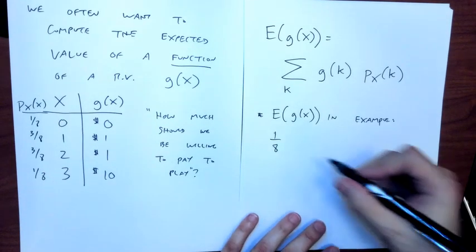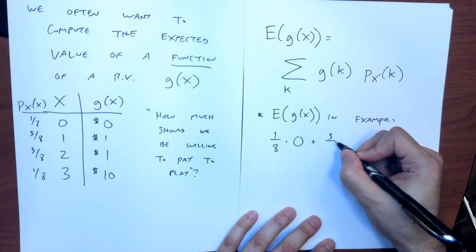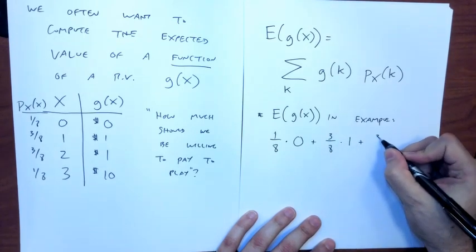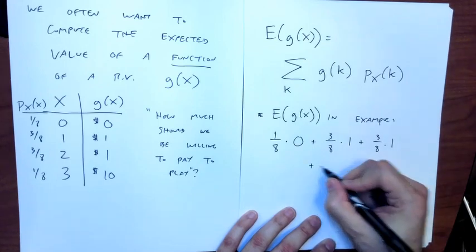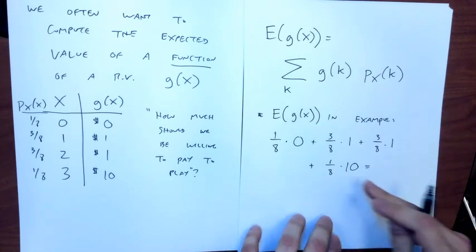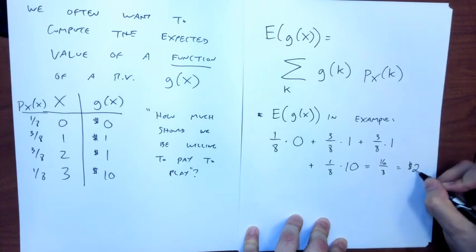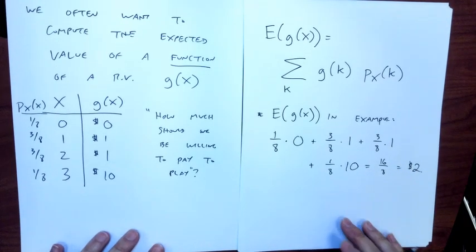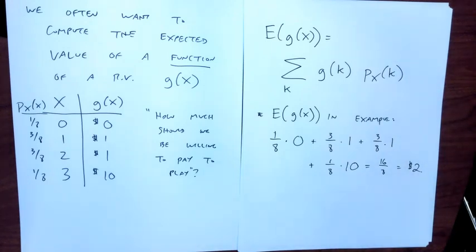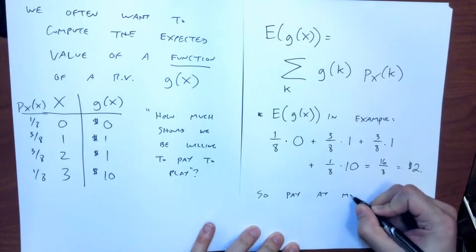So it's like saying, okay, I'm going to give you $0 with probability 1/8. I'm going to give you $1 with probability 3/8, and another $1 with probability 3/8, and I'm going to give you $10 with probability 1/8, right? So what do I get? I get 3/8 plus 3/8 plus 10/8 is 16/8, which is $2, right? So you should be willing to pay at most $2 to play. Otherwise, on the average, you're going to come out behind, okay? So we should be willing to pay at most $2.